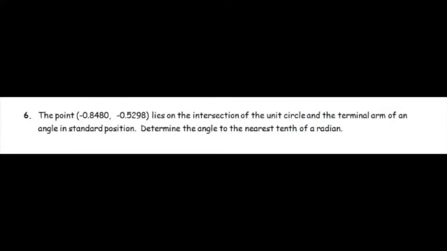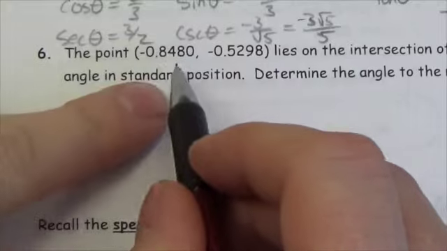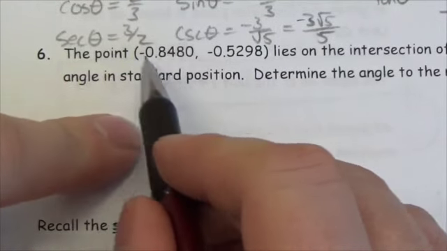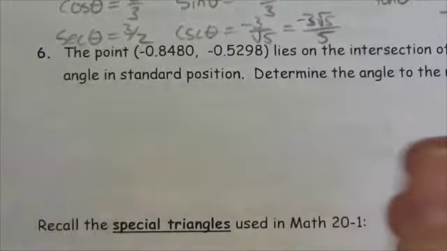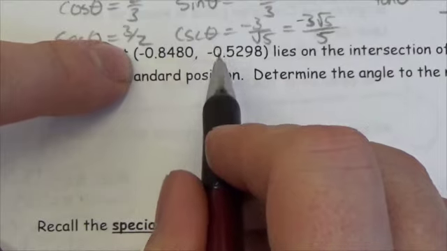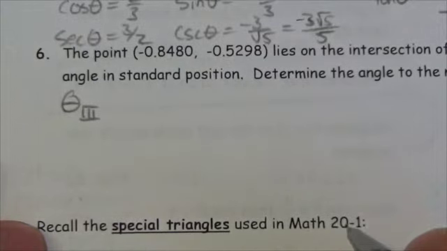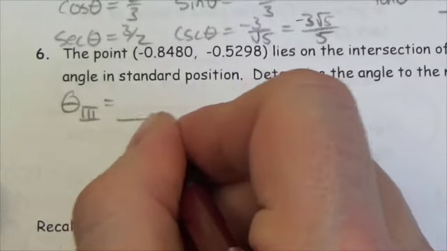The point negative 0.8480, comma, negative 0.5298 lies on the intersection of the unit circle and the terminal arm of an angle in standard position. Determine the angle to the nearest tenth of a radian. I'm going to show you 2 different ways of handling a problem like this. First of all, notice that this is a point on the unit circle, so this is the cosine of that angle, this is the sine of that angle. More than that, I know that they're both negative, so what I'm dealing with here is a third quadrant angle.